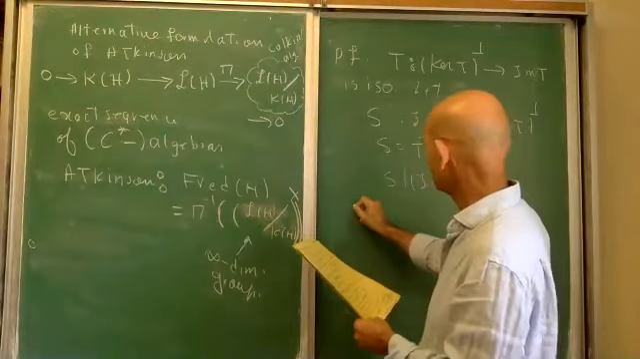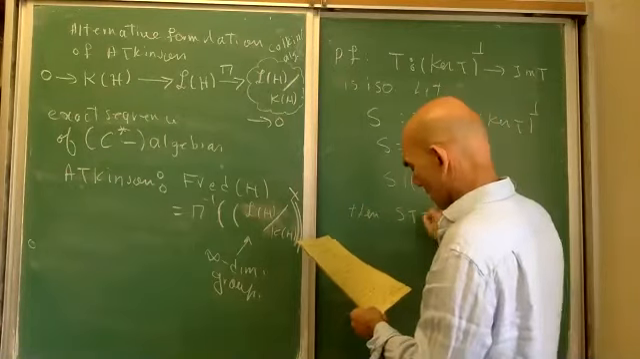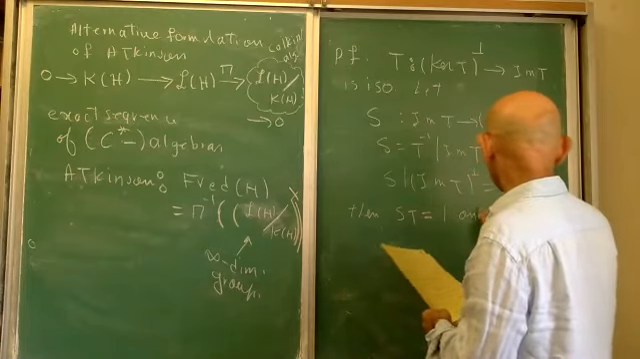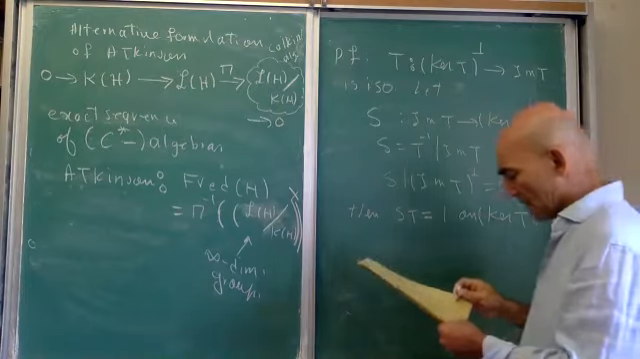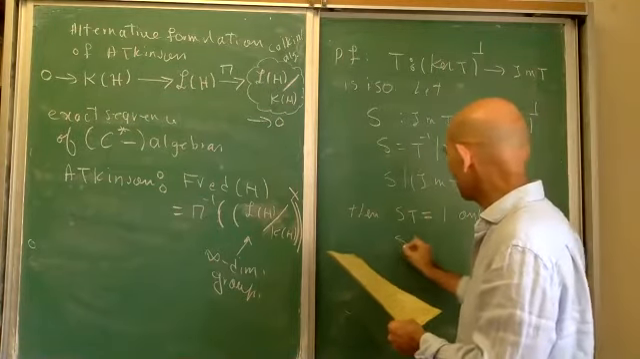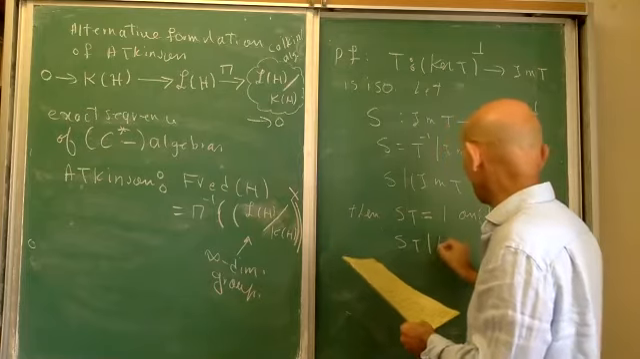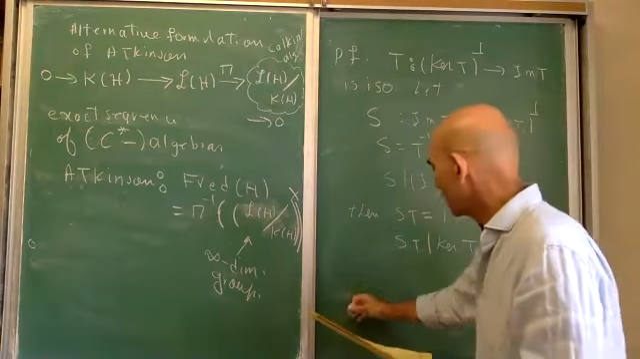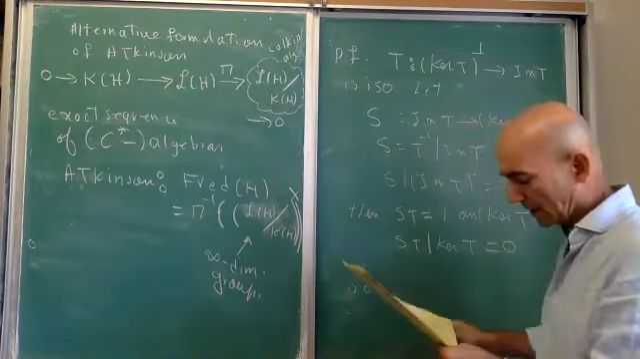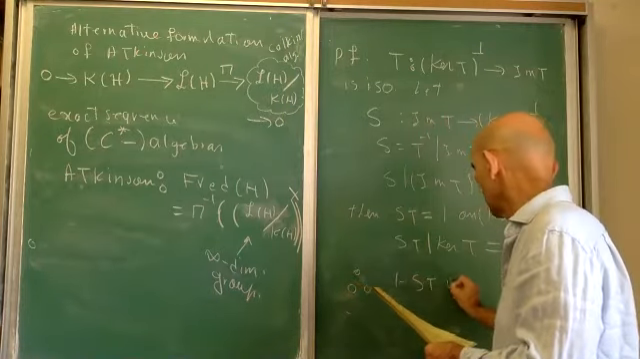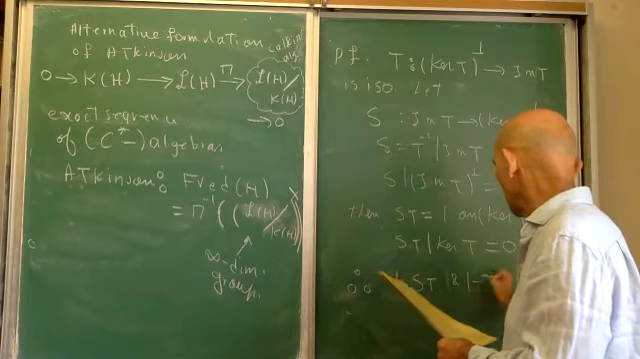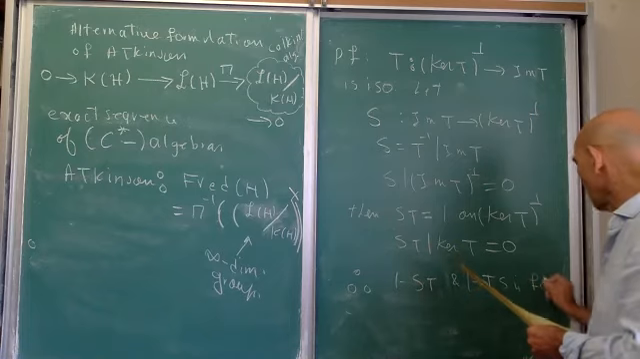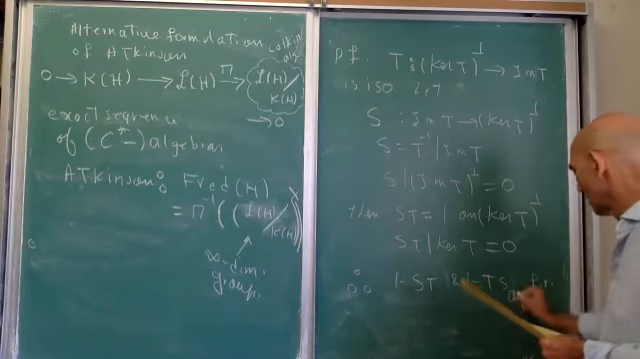Then ST is equal to 1 on this huge space, kernel of T orthogonal complement. And ST restricted to kernel of T is 0, of course. And then you can easily see this is equivalent to saying that 1 minus ST and 1 minus TS are finite rank. Both are finite rank.